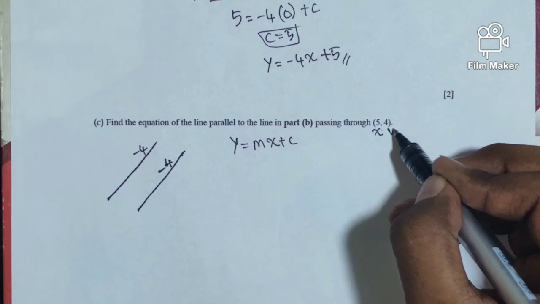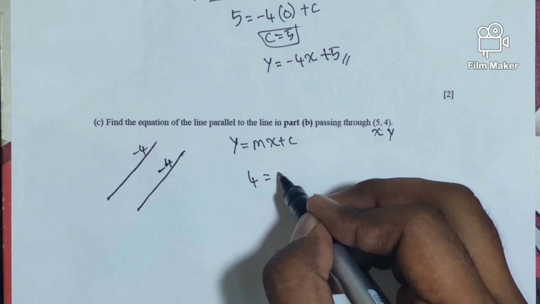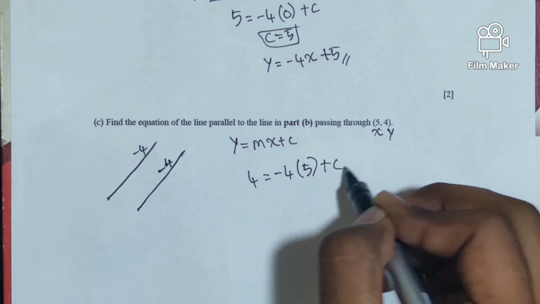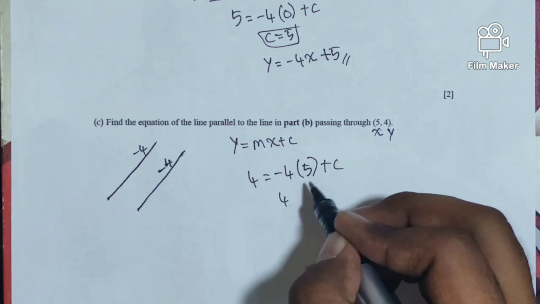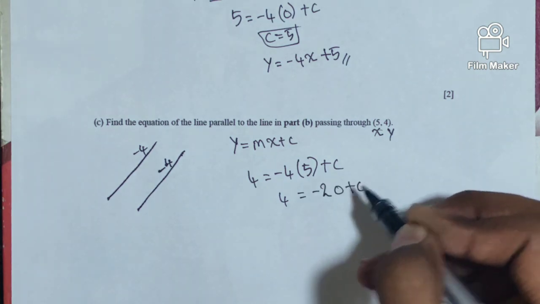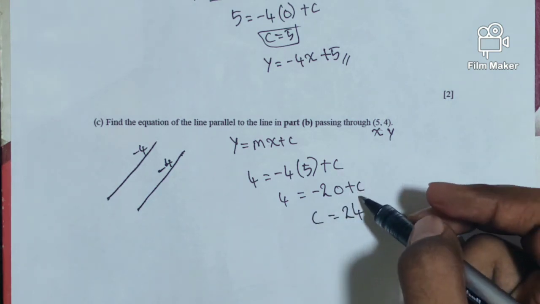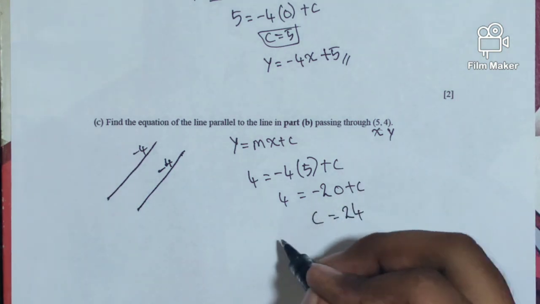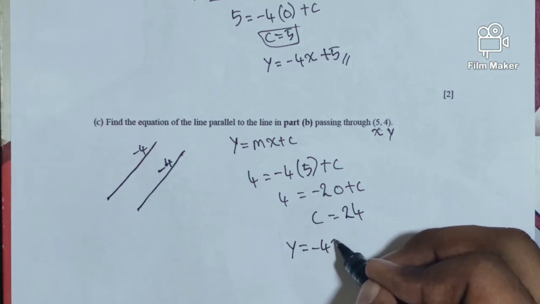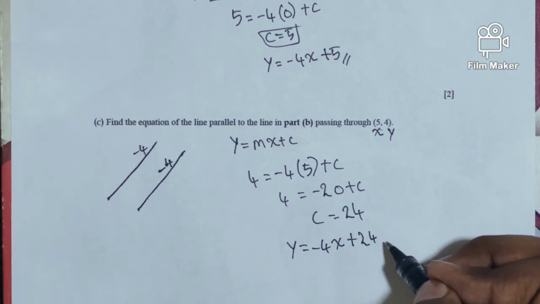So 4 equals m, which is -4, the gradient, into x, which is 5, plus c. So 4 equals -20 plus c, and c equals 24 if we take it over, and the value of c is 24. Now the equation would be y equals -4x plus 24. So this is the final answer for this part of this question.